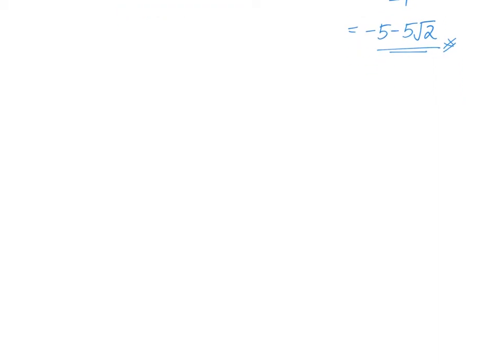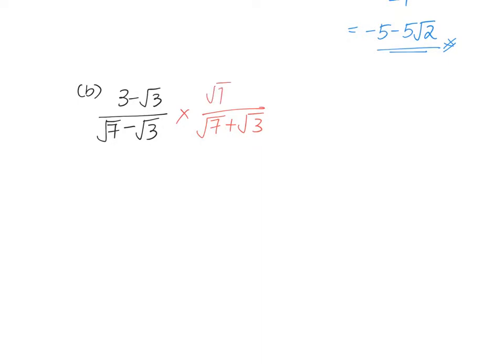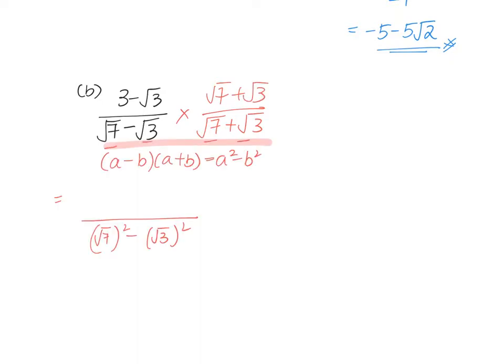For part B, 3 minus square root 3 over square root 7 minus square root 3. Similarly, I just multiply by the conjugate, by identifying that I just change this minus sign to plus. It doesn't matter which conjugate I use. Square root 7 plus square root 3 on the top and the bottom. That's a nice rational number.